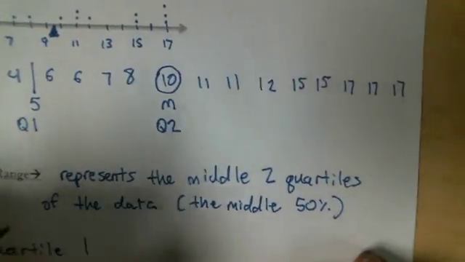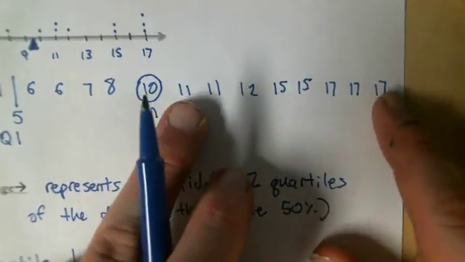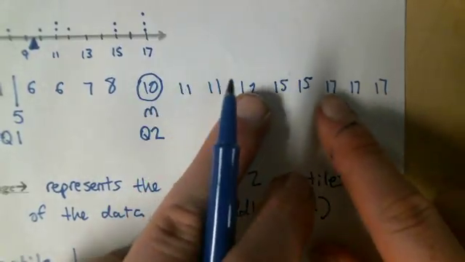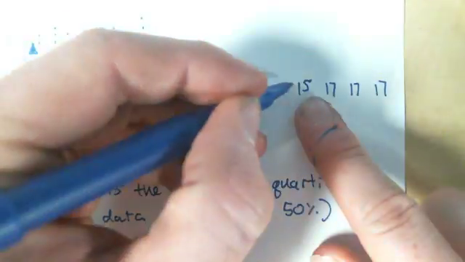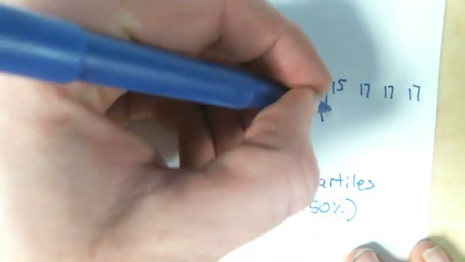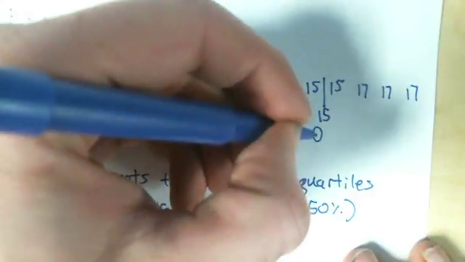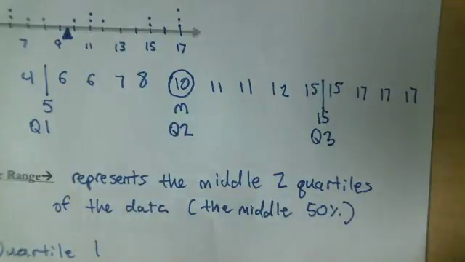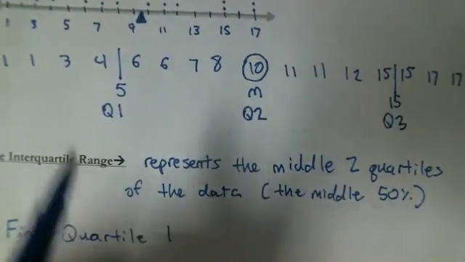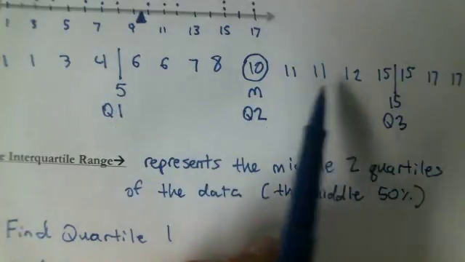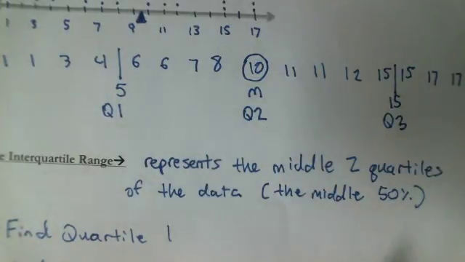And I do the same thing up here. I go in, go in, go in, and here is the upper median. And what's between 15 and 15 but 15? So this is quartile 3. So I have quartile 1, quartile 2, quartile 3, and then quartile 4 is at the very, very end.